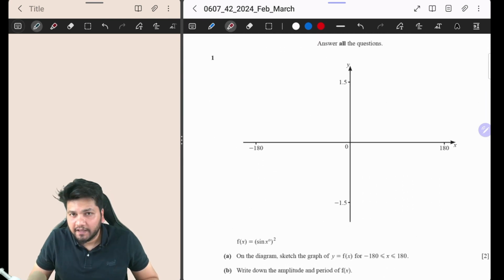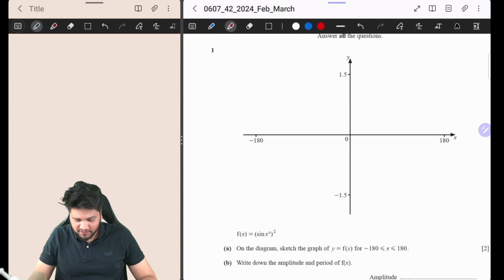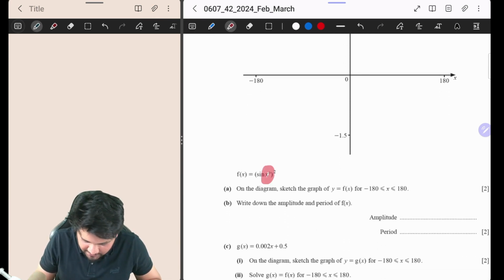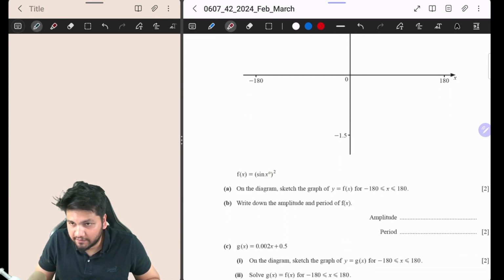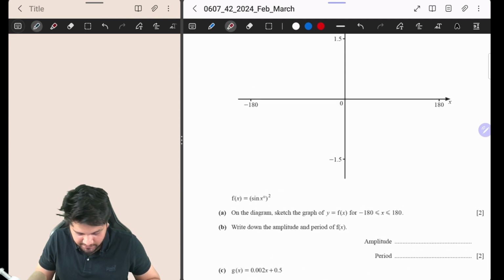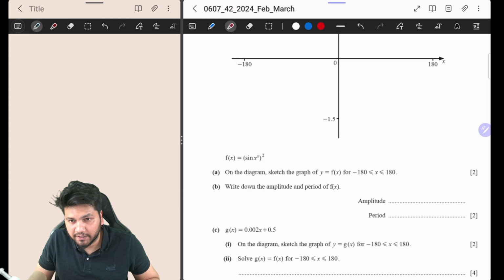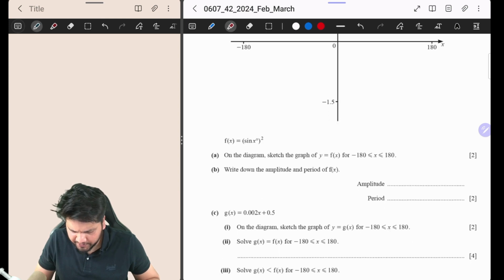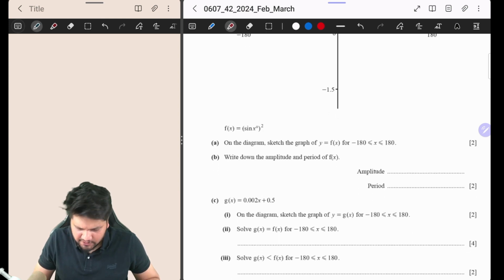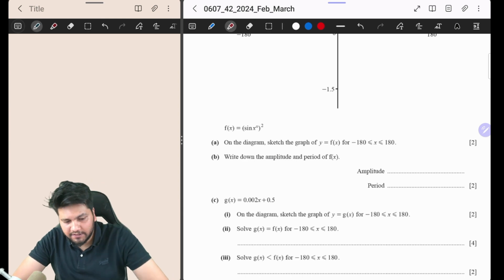So question number 1. F of x is sine x square. And here they have mentioned that it is in degrees, so obviously we'll have to plot it in degrees in GDC. On the diagram, sketch the graph of y is equal to f of x from minus 180 to 180. Write down the amplitude, time period, then g of x and so on. So let's plot this on GDC.